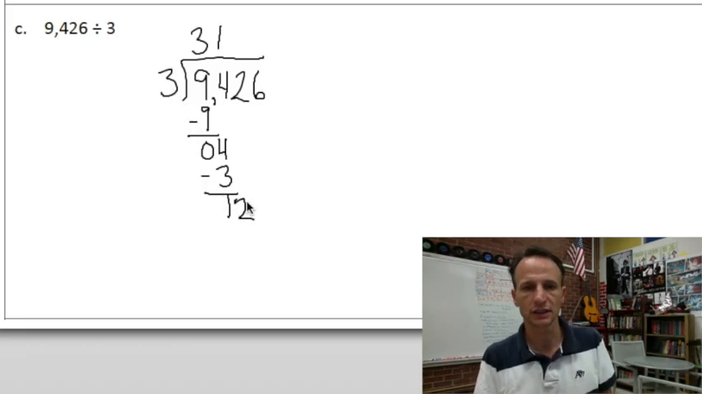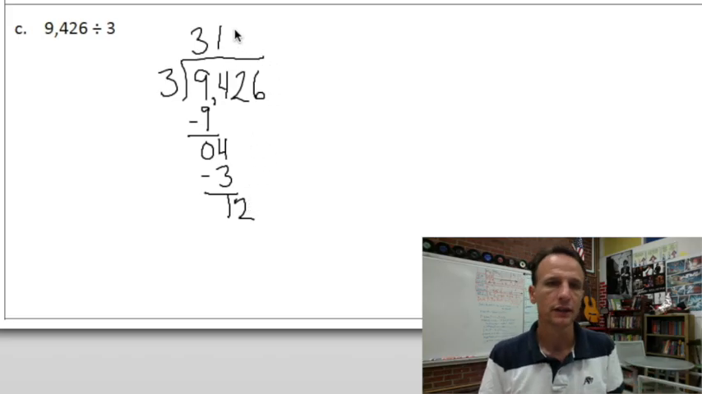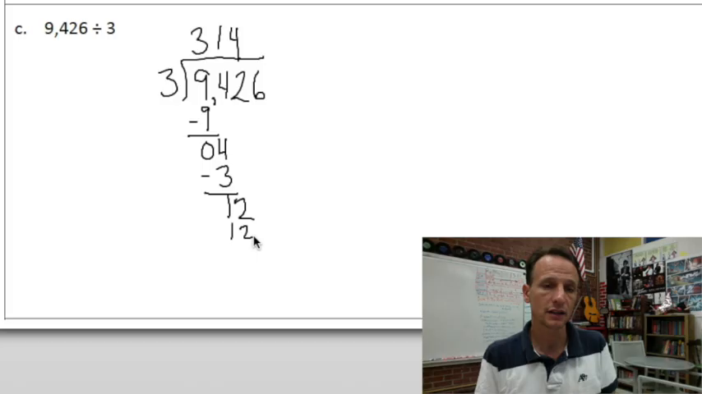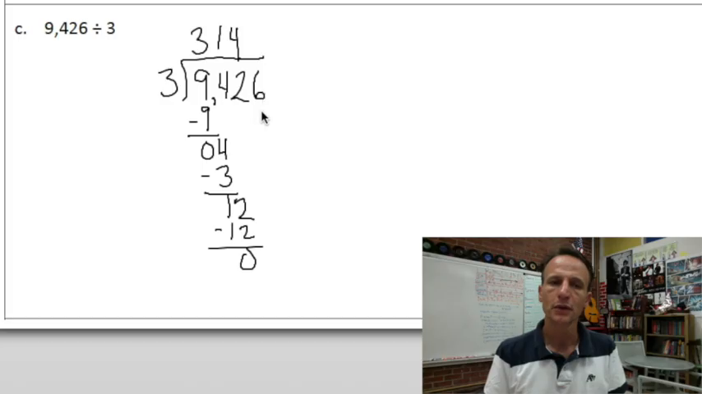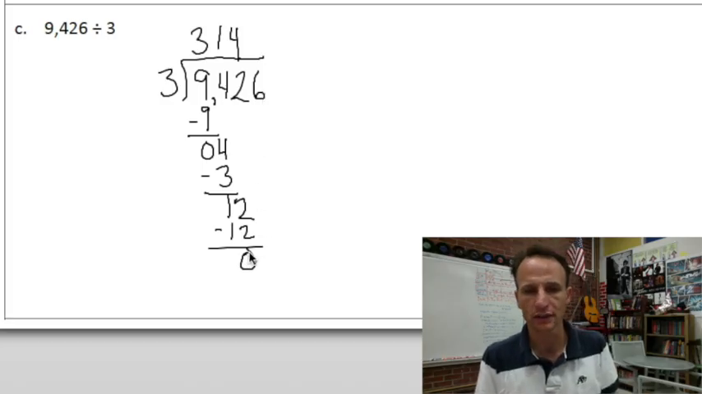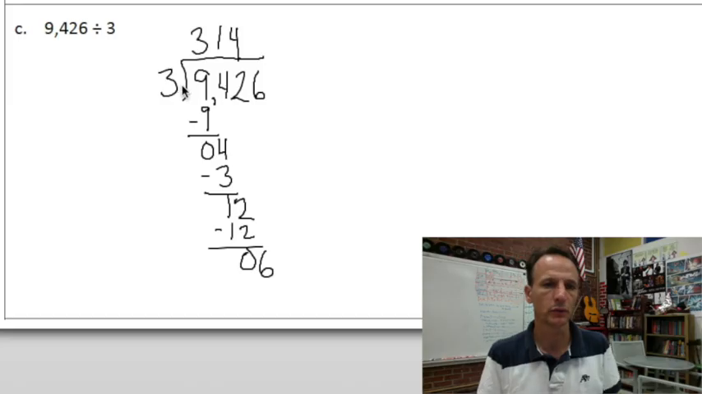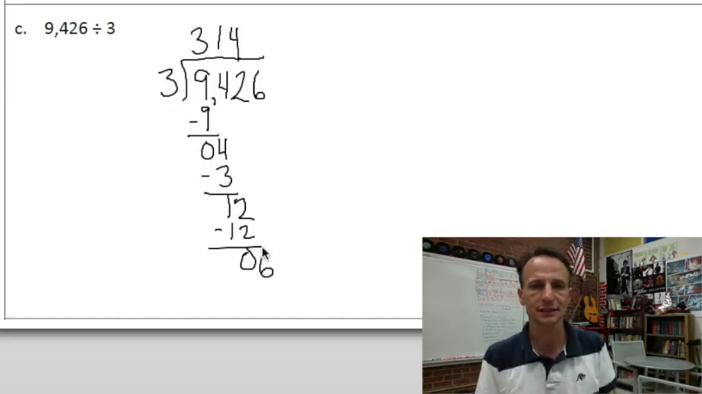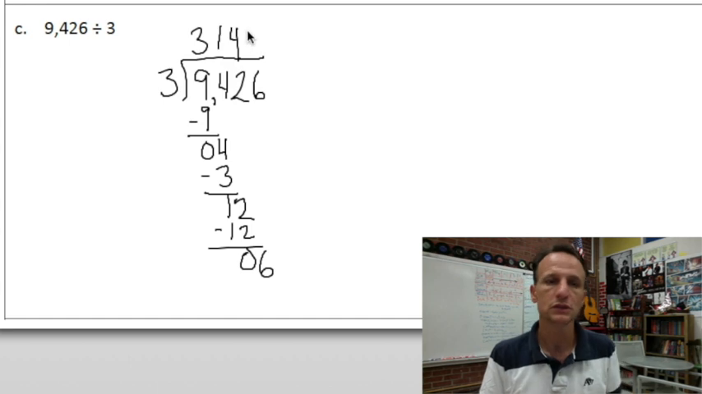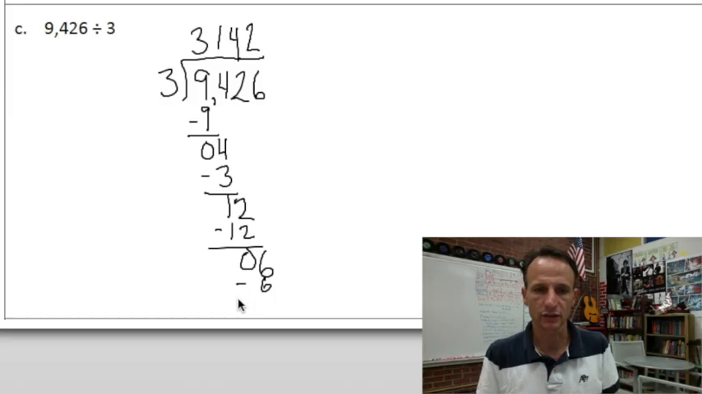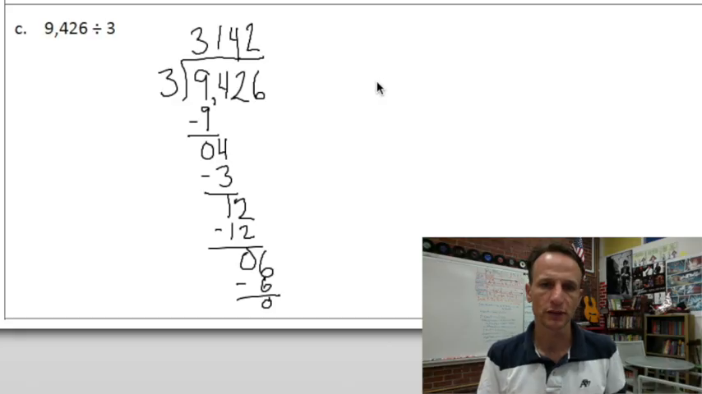So how many 3's in 12? 3, 6, 9, 12. There are 4 3's in 12, because 4 times 3 is 12. We subtract, are left with no 10s now, but we still have 6 1's to divide. So let's divide those by 3. How many 3's in 6? 3, 6. There are 2 because 2 times 3 is 6. When we subtract, we're left with 0 1's, and that's as far as we've gone. So we have no remainder again.